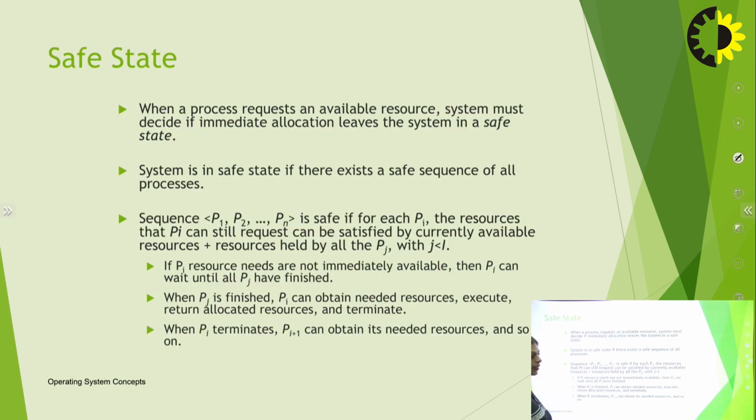Now, what is a safe state? When a process requests an available resource, the system must decide if immediate allocation leaves the system in a safe state, right? Now we have to see what request is there, right? We will check the algorithm whether there will be a deadlock or circular wait or not, right? If we find that all the situation is fine and we can allocate that request, that is called a safe state. The system is in the safe state if there exists a safe sequence of all the processes.